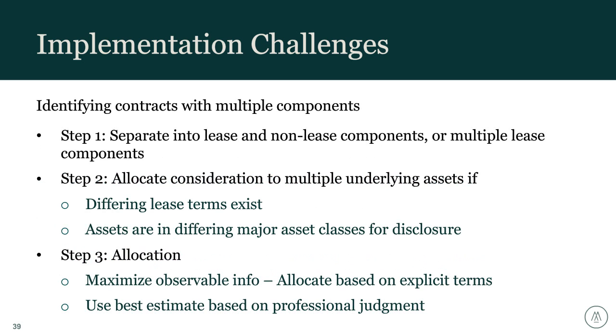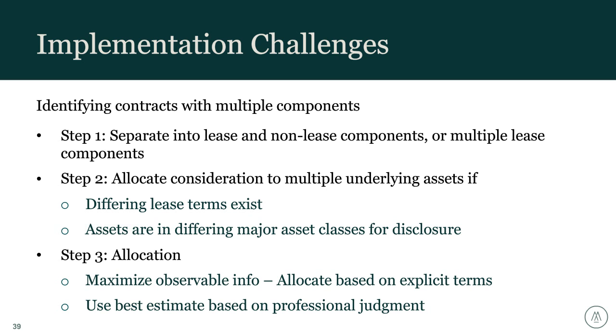So if a lessee or a lessor enters into a contract that contains both a lease component, things like the right to use a building, and a non-lease component such as maintenance services for that same building, the organization should account for the lease and the non-lease components as separate contracts, following the steps, again on this slide and as well as in the guidance. The first step is to separate that contract into lease and non-lease components.